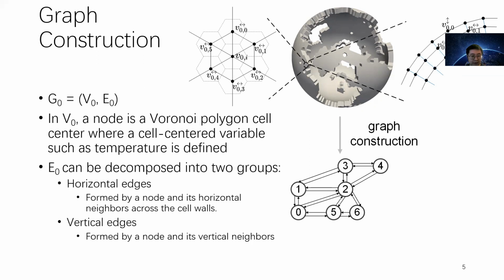Second, the edge set E0 can be decomposed into two groups. The first group contains horizontal edges. These horizontal edges are formed by a node and its horizontal neighbors across the cell walls. The second group contains vertical edges. These vertical edges are formed by a node and its vertical neighbors.